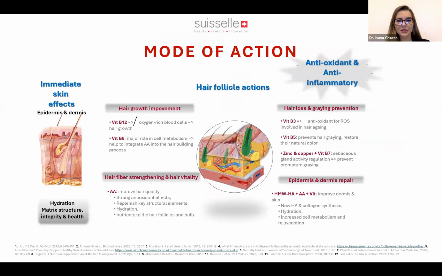So, as mentioned, this is just a conclusion of what this product does thanks to its active ingredients and this complex mix. We have basically healthy skin, because not only does the hair follicle need to be healthy, we need healthy skin also. We have an antioxidant and anti-inflammatory effect. We will have a hair growth improvement with a prevention of hair loss and premature graying, and also good quality hair, to help with strengthening and giving vitality to the hair. Next slide, please.